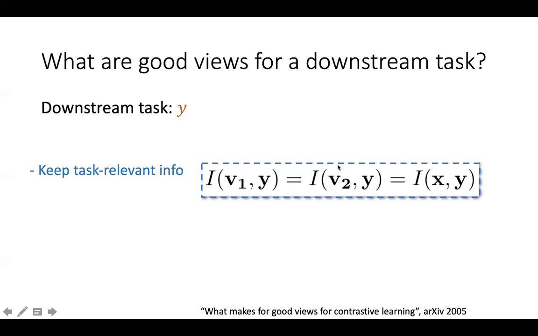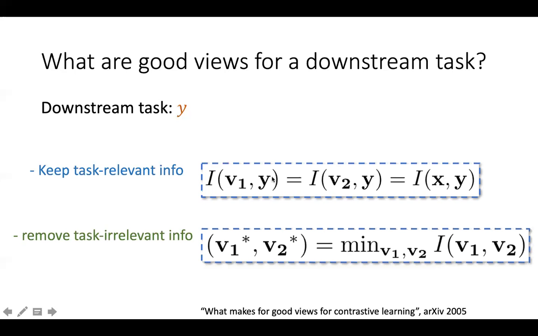So the thing is, you really need to keep all the information that X has about Y in V1 and V2. Basically, when you split the tensor, you hope each view will contain enough of the information that X has about Y. At the same time, you want to remove task irrelevant information.